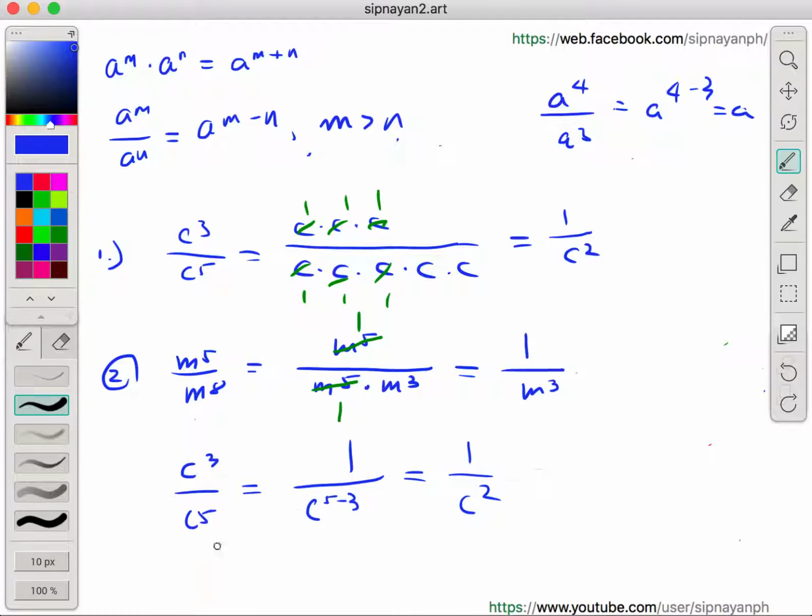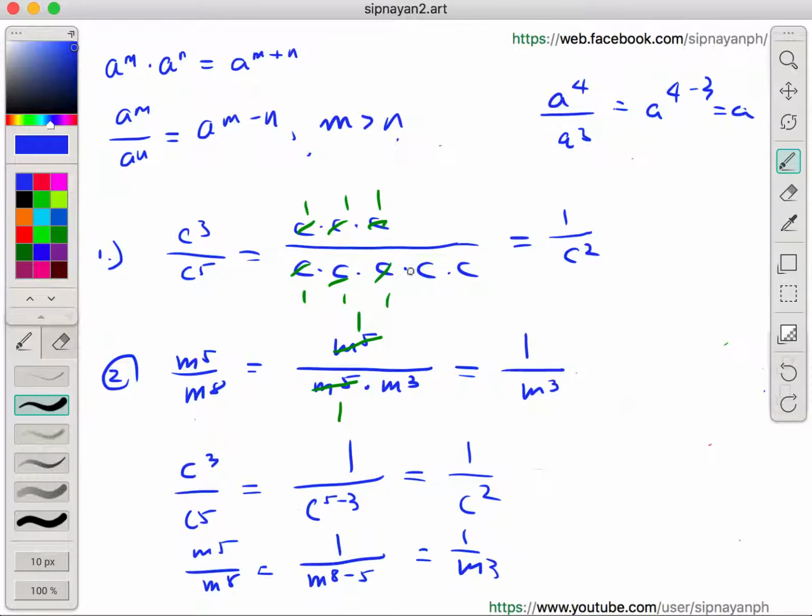Also, m to the 5th divided by m to the 8th can be written as 1 na lang matitira sa taas. Tapos yung sa ibaba ay m raised to the 8 minus 5 because we're canceling out also yung 5 m's, which is equal to 1 over m cubed.